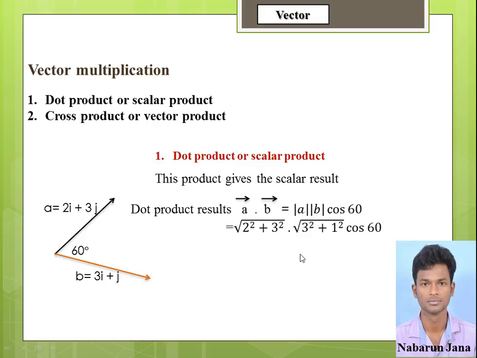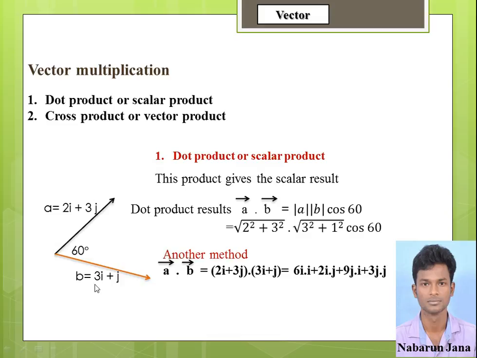Now I am going to discuss another method of doing the same. In this method, a dot b means just put a, 2i plus 3j, then a dot, and then b, 3i plus j, put it here, and you can calculate easily. Do the multiplication as you do in algebra, and after doing this you will find i dot i, i dot j, j dot i, j dot j, these types of factors. Then we need to find the value of these.